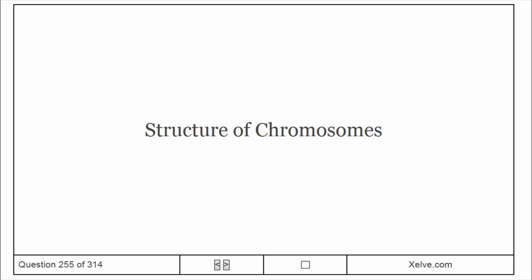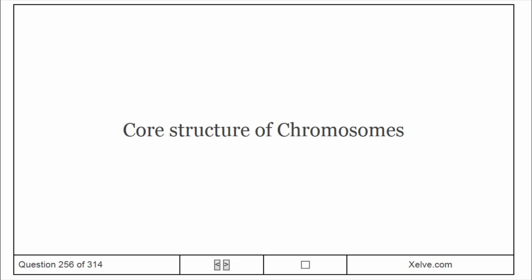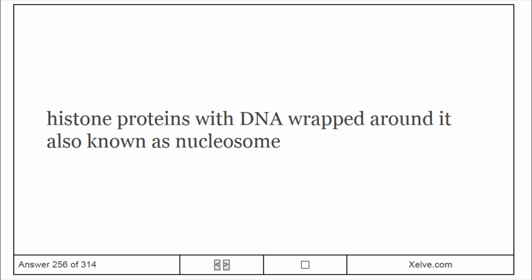Structure of chromosomes. If we were to denature the structure of a single chromosome, you would get beads on a string. Beads: proteins called histones with the DNA wrapped around it. String: DNA. Core structure of chromosomes: histone proteins with DNA wrapped around it, also known as nucleosome.